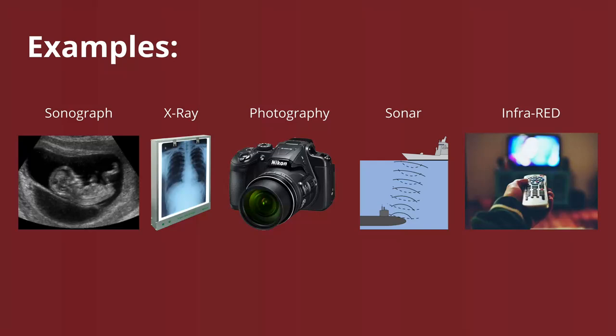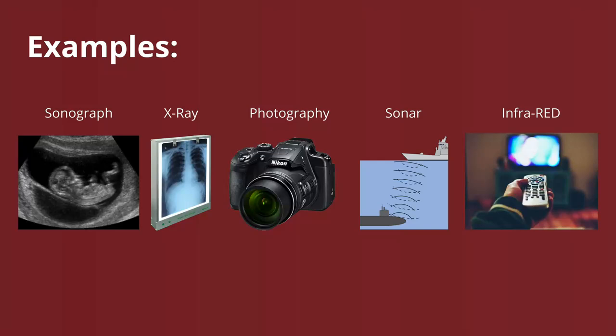The third example is a day-to-day example, that is camera photography. We take pictures from our camera and get information from images. The fourth example which we see is sonar or sound navigation ranging. It makes use of sound waves to get information about far-off objects. It is commonly used by Navy to identify approaching missiles or submarines.